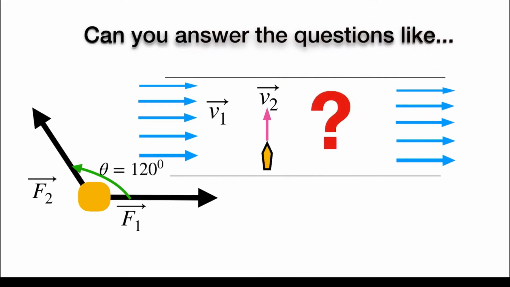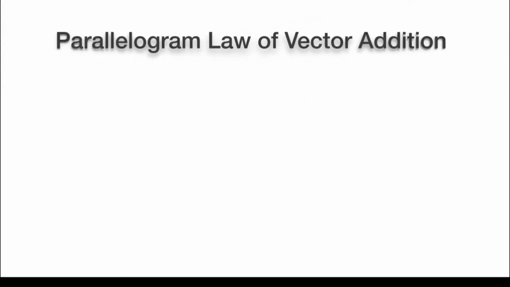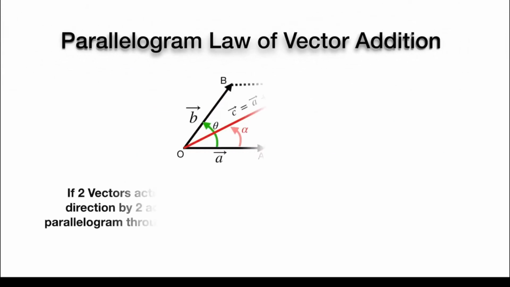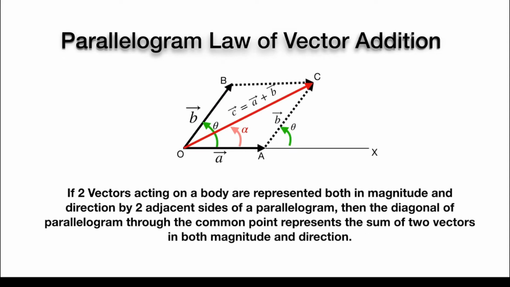Answers to questions that involve vector quantities in two directions can be easily given by the parallelogram law of vector addition. If two vectors are represented by two adjacent sides of a parallelogram, here the sides OA and OB, then the diagonal of the parallelogram through the common point O represents the sum of the two vectors in both magnitude and direction. Now let's see the derivation of the parallelogram law of vector addition.